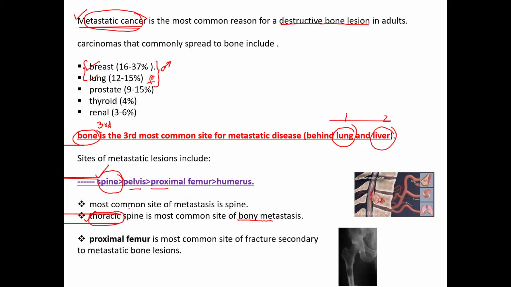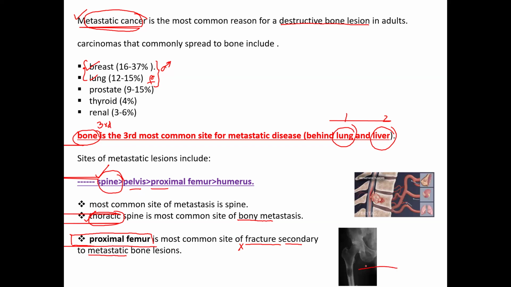Now this point you need to concentrate on a little, and try to follow what I am telling. The proximal femur is the most common site of fracture. It is not the common site of secondaries, but it is the common site of fracture secondary to a metastatic lesion. So the common site for metastasis is the spine, but the common site where the patient develops a fracture due to metastasis is the proximal femur. Hope it's clear.